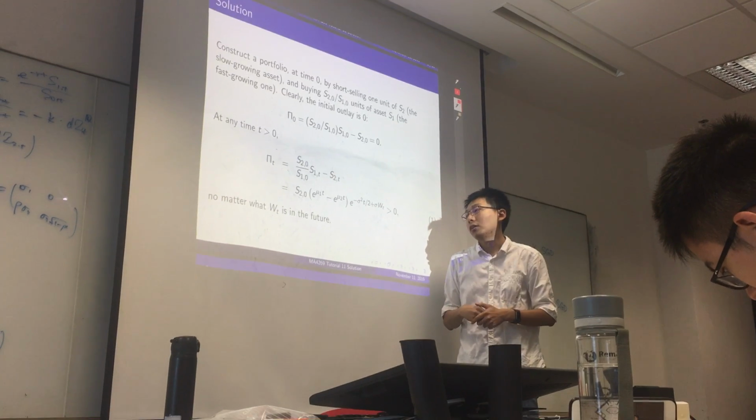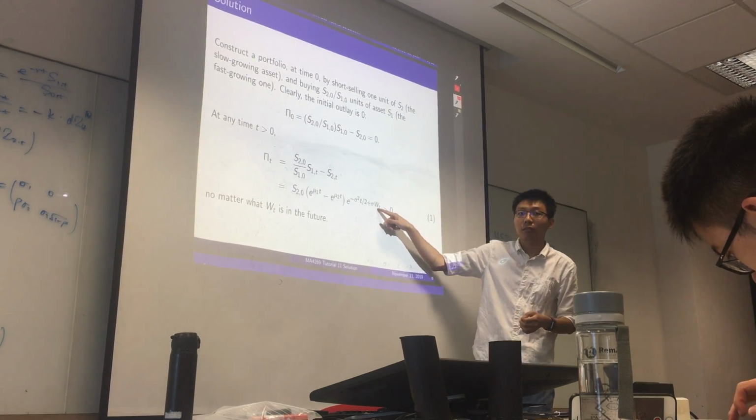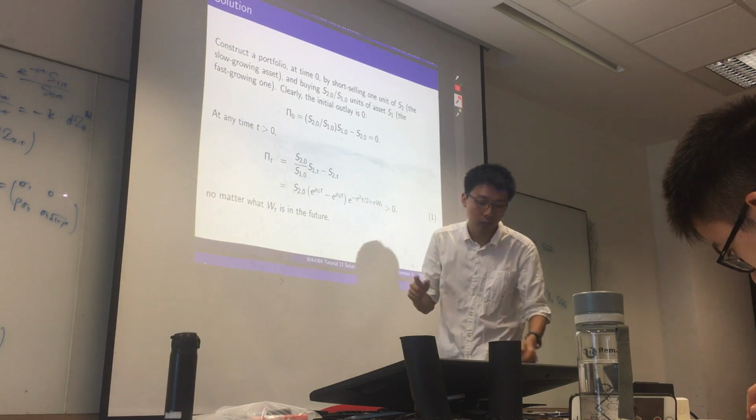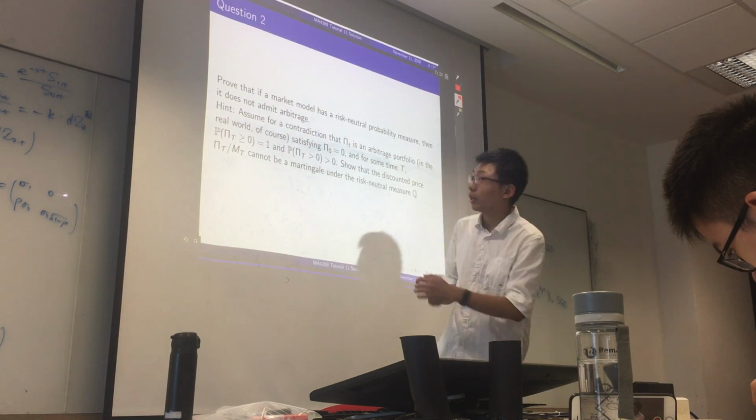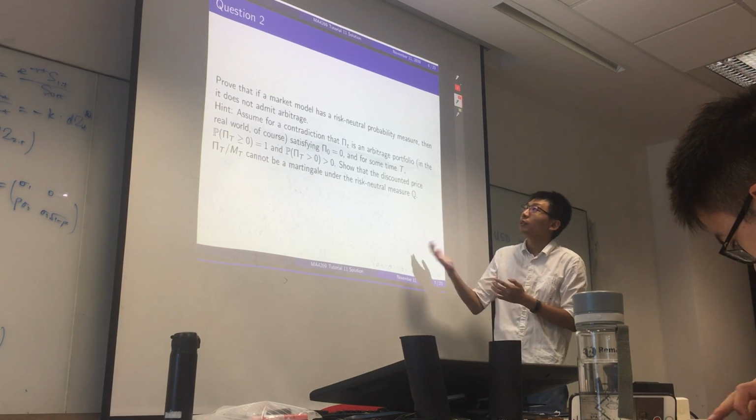So the problem still arises from this same Brownian motion. Two stocks, same Brownian motion, always a trouble. Okay, so that's question 1. Yeah. So question 2.